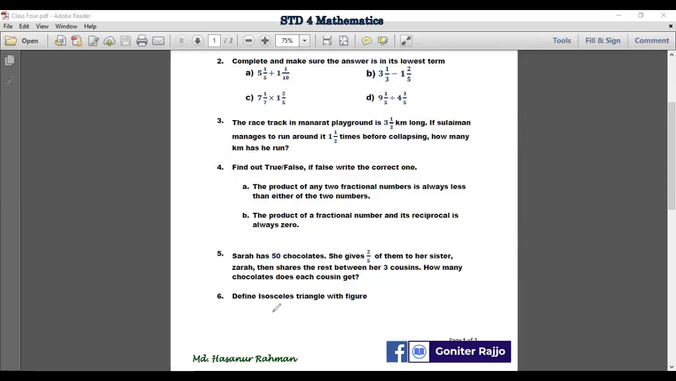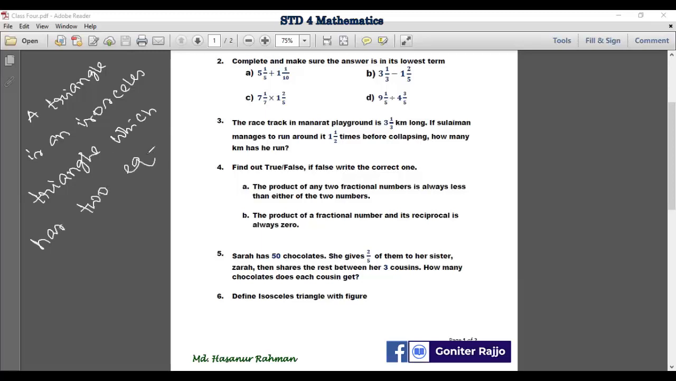Now number 6. Number 6 says, define isosceles triangle with figure. So at first we have to define this isosceles triangle. A triangle is an isosceles triangle which has two equal sides. So now if we want to draw this figure, we can draw it in this way.